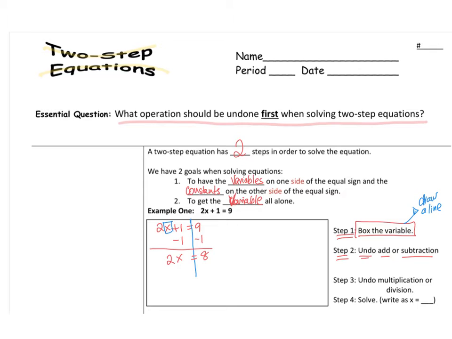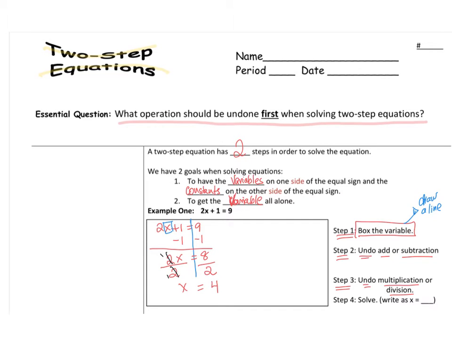My next step, step 3, is to undo any multiplication or division. I currently have multiplication. So I have 2x, meaning 2 times x. So I'm going to divide by 2 and divide by 2, because that makes 2 go into itself once, and I'm left with just x, and x would equal 4. So there is the solution.